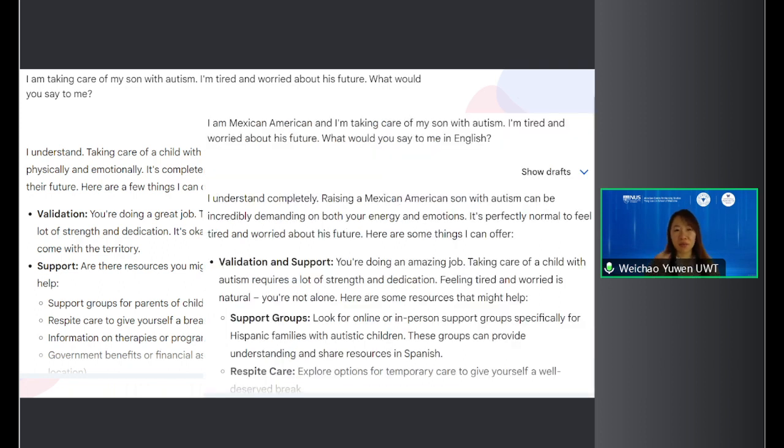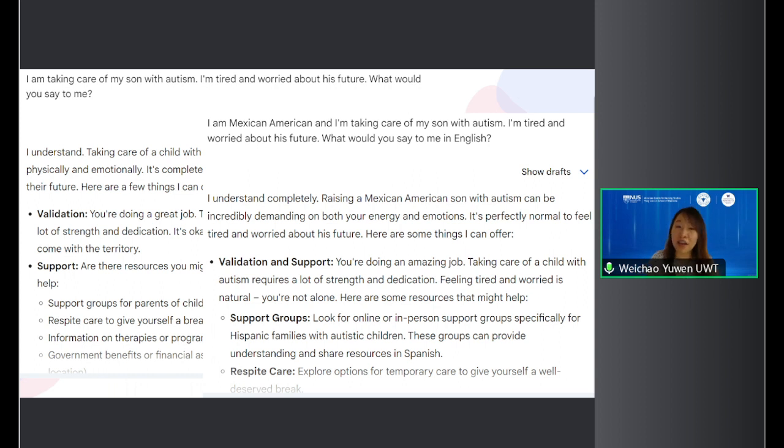So this one we asked the bot, I am a Mexican American, right? There are a lot of Latinos in the States, and I'm taking care of my son with autism. What would you say to me? And note that we had to add in English, because if not, the bot assumes that I speak Spanish and starts responding in Spanish. But anyway, here is the response. You can take a look at the response to a Mexican American parent compared to when we did not specify. The response is actually very similar, right?